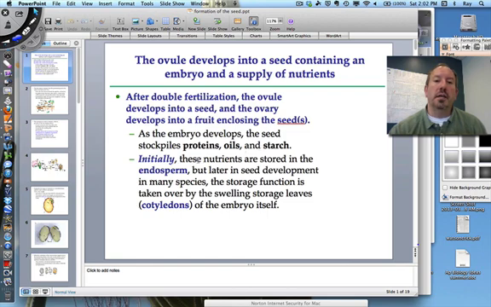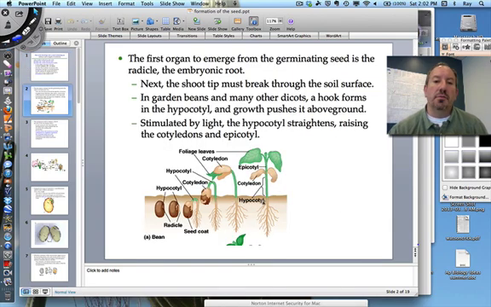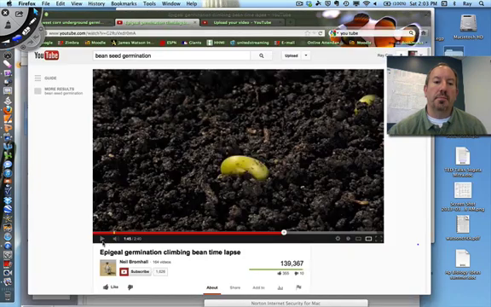And so initially, the nutrients are stored in the endosperm, the triploid large cell, but later in the seed development, sometimes that storage is then taken over, as we saw in that video, by the cotyledons themselves. And so this is what we're just seeing in the video. You can't see this below the ground, but this radicle comes out, which is this embryonic root right there. But what we are able to see is this little bend, which is called the hypocotyl. And then here are the cotyledons that come out, and the first foliage leaves. Let me come back to the video on that.